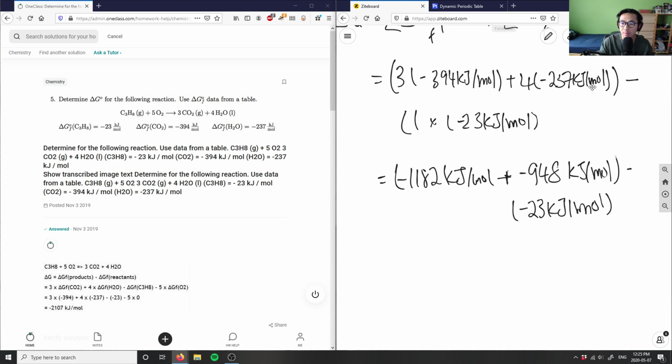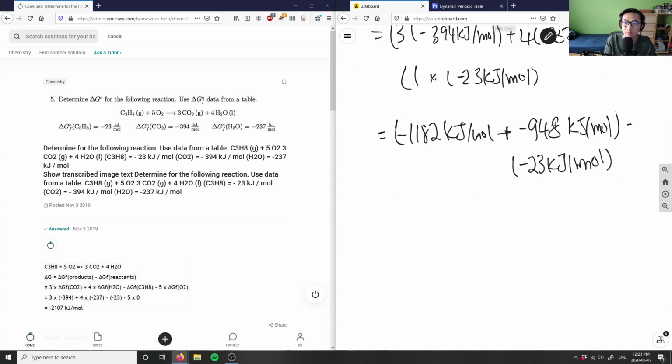Again, it's just simply algebra right now. I'm going to add both of these up first. Negative 1,182 plus negative 948 gives me negative 2,130 kilojoules per mole. And I'm going to subtract negative 23 kilojoules per mole to get my final answer, which is minus, so this here is plus, sorry.